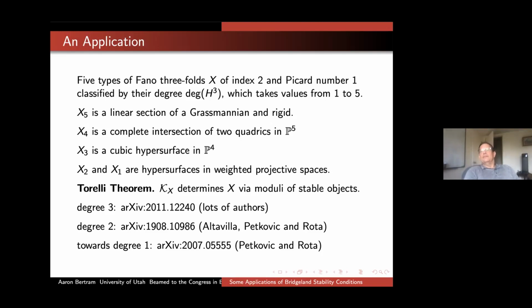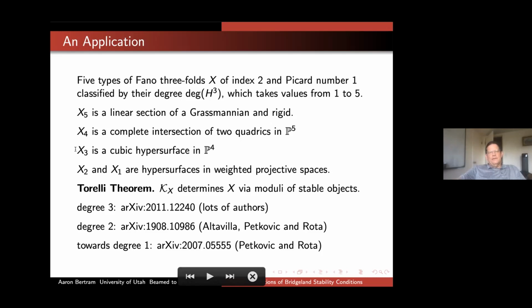That's a classical construction. But Kuznetsov asked a different question, a Torelli type question: in these other cases, which are more complicated, can you also recover the variety X from its Kuznetsov component? Can you recover it itself? I think Kuznetsov himself did the cubic hypersurface in P4, but the idea here is to do it via moduli.